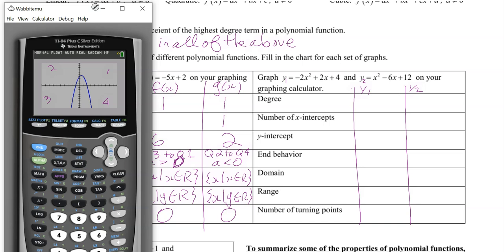So the first one drawn, if you didn't distinguish one from the other with a dotted line, you see the second one's got the dotted line, so that's the second one. Okay, and they're both blue in this case, but if you're watching, the first one drawn is y1, the second one drawn will be y2.